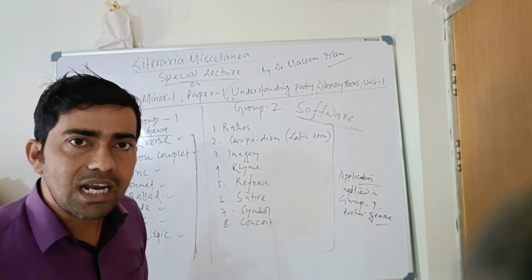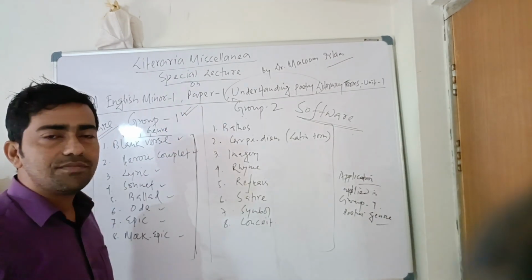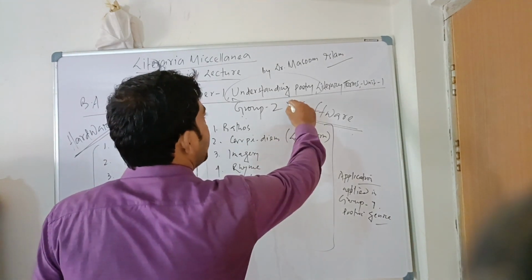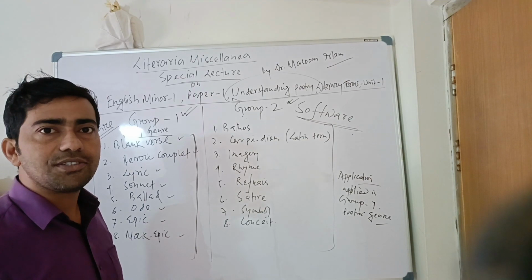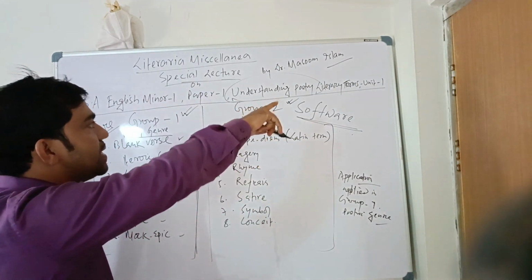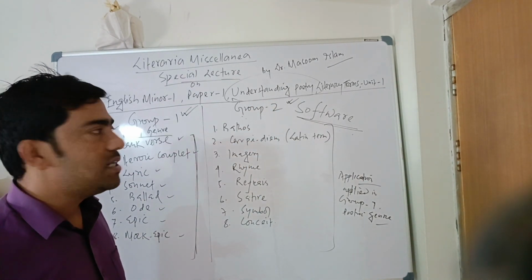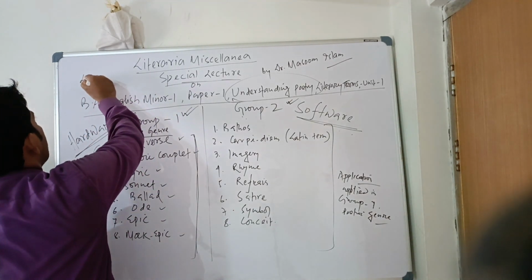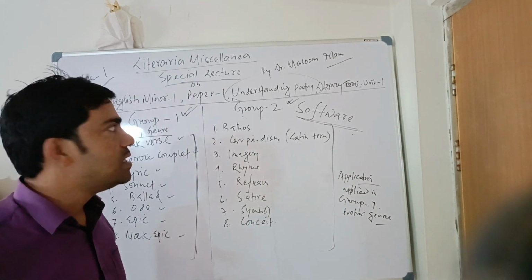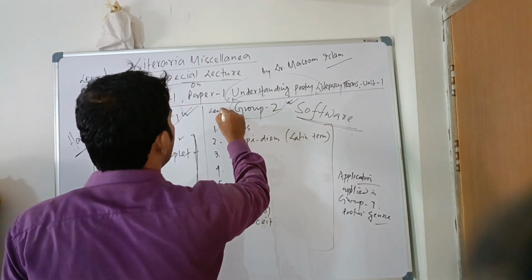So in our next class I will discuss group 1, and group 2 in a further class. This whole unit 1, the literary terms, I have divided into 3 lectures. This lecture 1 is the division of the literary terms. Lecture 2 will be on group 1, and lecture 3 will be on group 2.